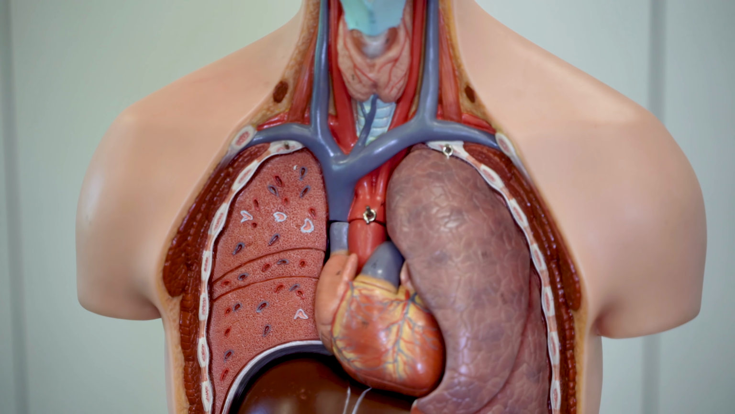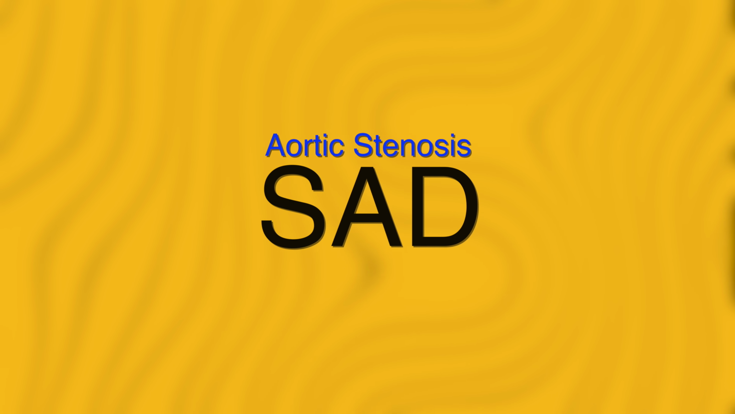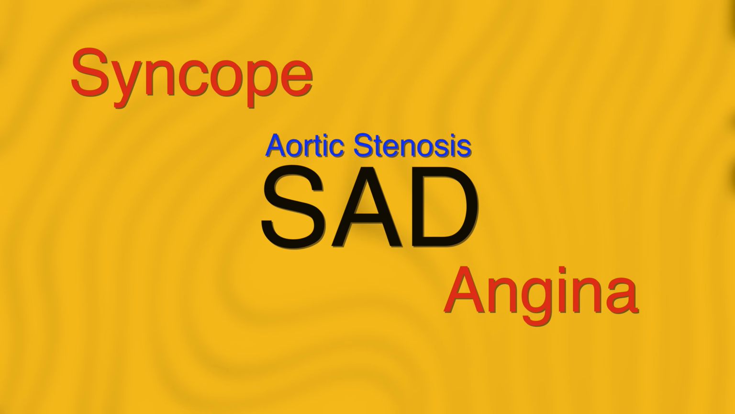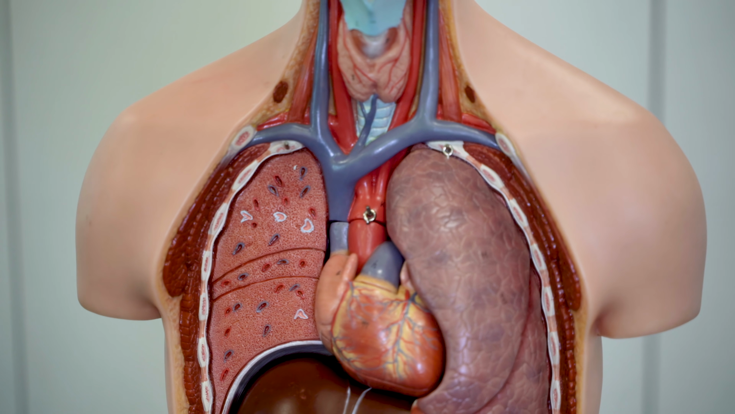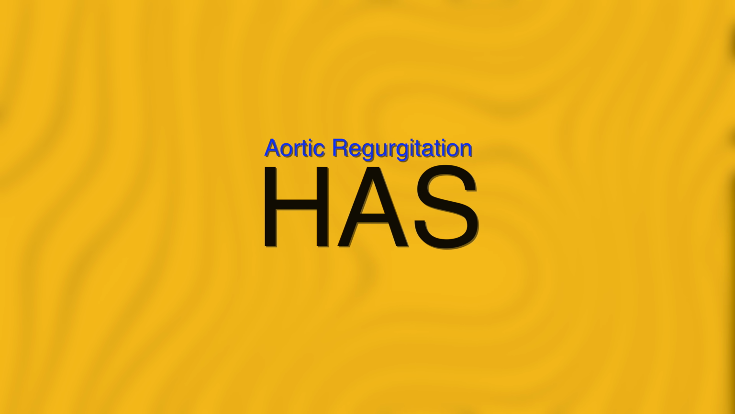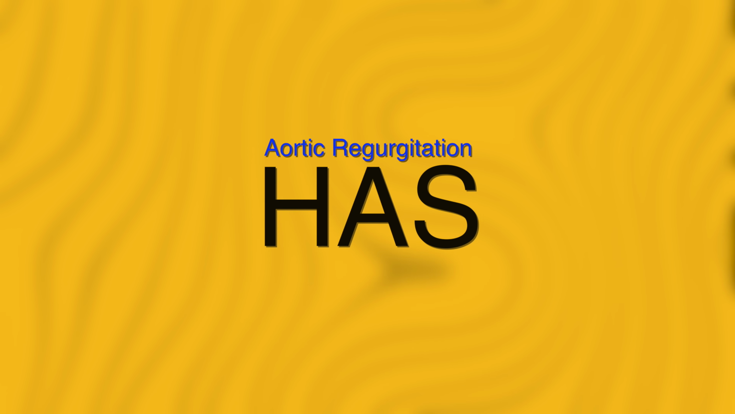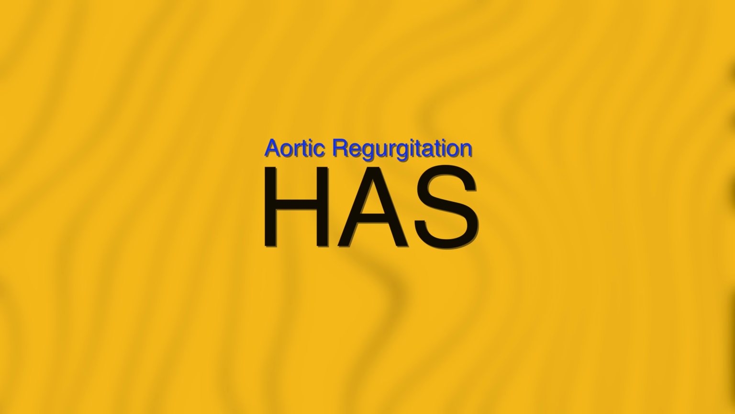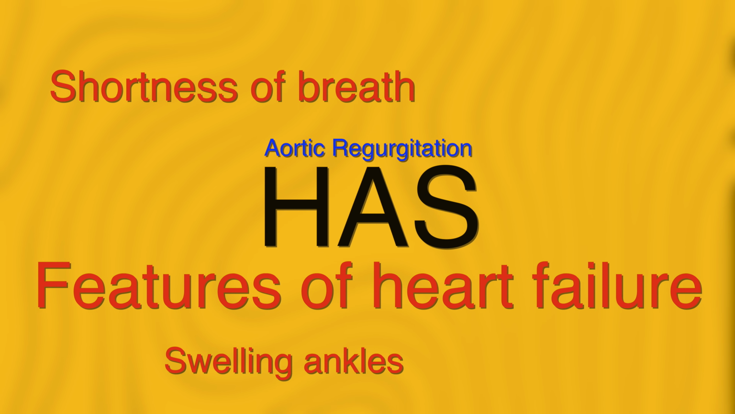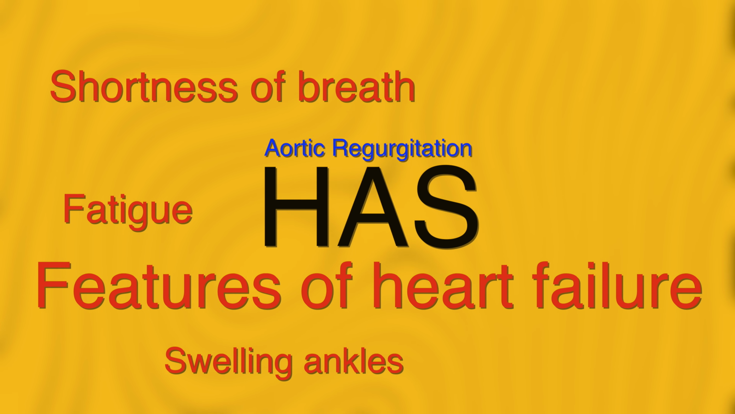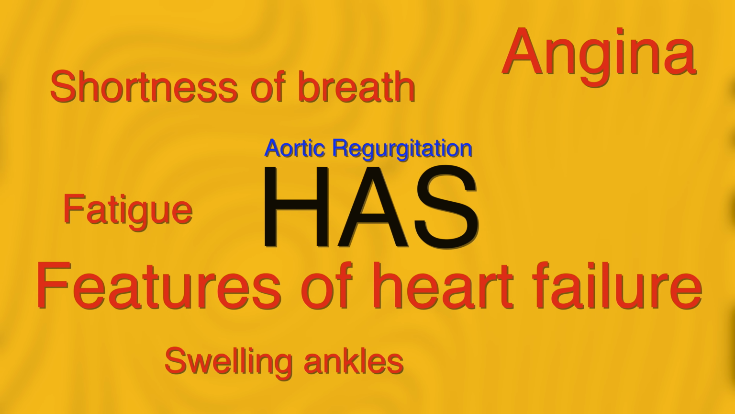In terms of simple ways of remembering things, aortic stenosis, you are sad if you've got aortic stenosis, i.e. you've got syncope, angina and dyspnea. By comparison, in the history of a patient with aortic regurgitation, doesn't work quite so well, so we say they has regurgitation, slightly butchering the English language there, because a patient may complain of features of heart failure, so shortness of breath, swelling to the ankles, difficulty with fatigue. They may have angina and shortness of breath, so the patient has aortic regurgitation.